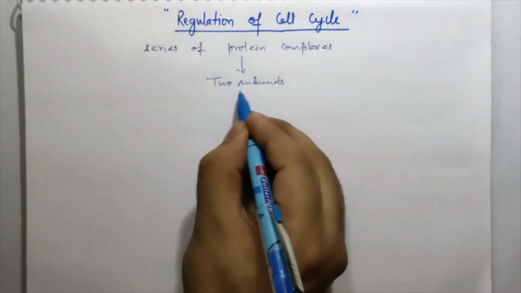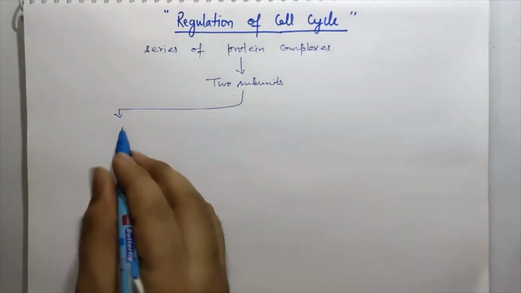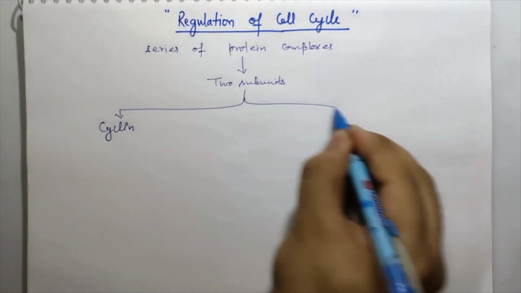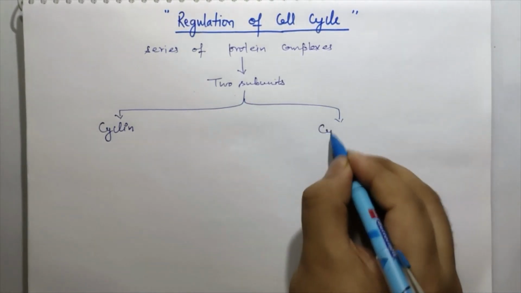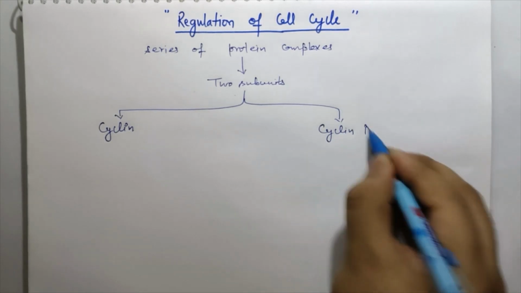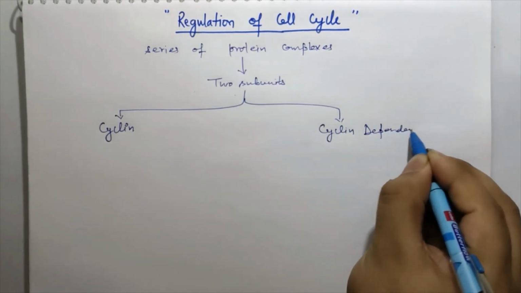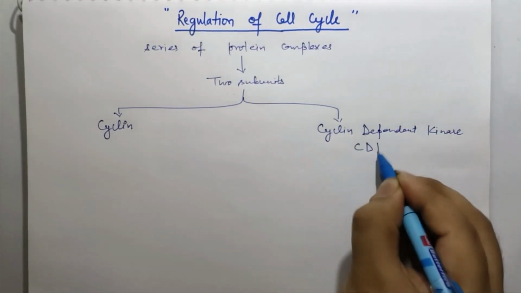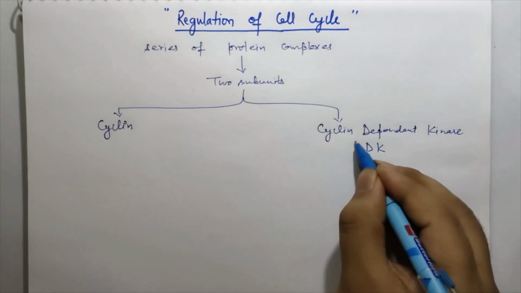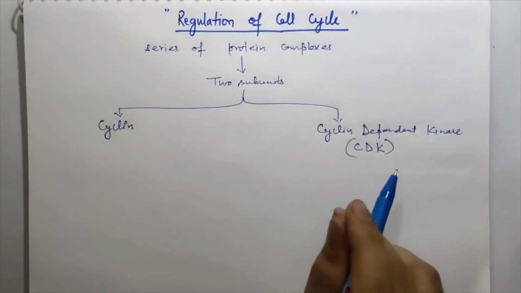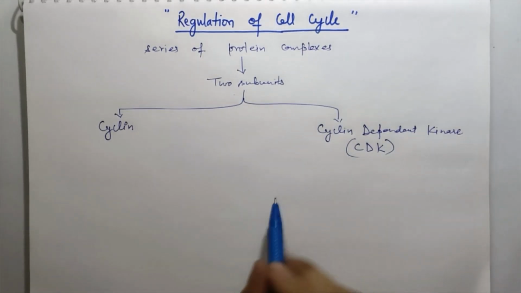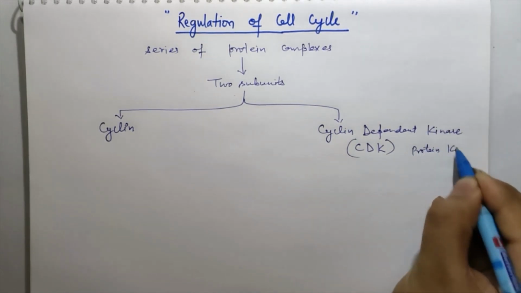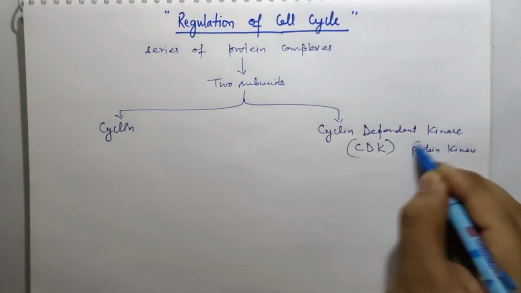One subunit is called cyclin and the other subunit is called cyclin dependent kinase, that is CDK. So it is basically a protein kinase.